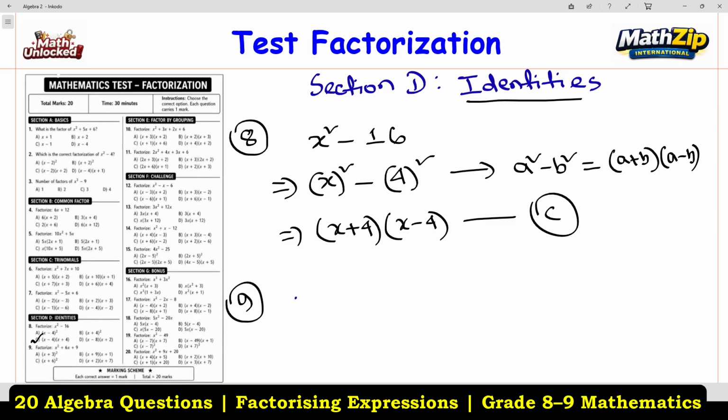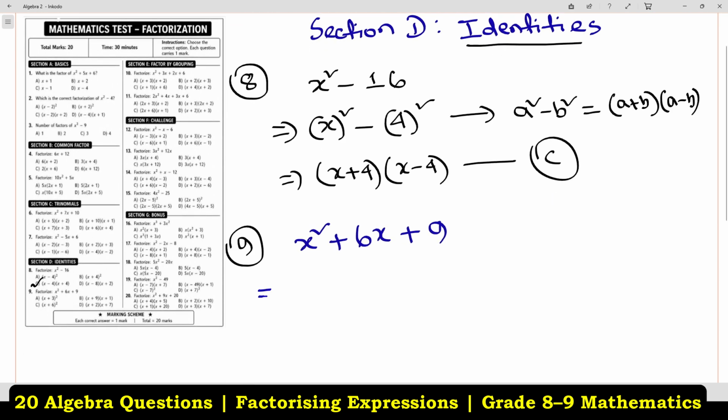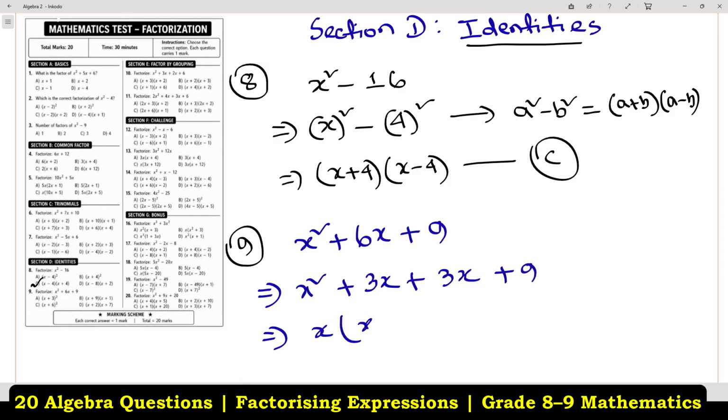Here is x² + 6x + 9. So this one, x², 9 can be written as 3 times 3, and 3 plus 3 is also 6. It means x² + 3x + 3x + 9. Then we can take common x, so here is x + 3, and here take common 3, x + 3. And finally, we get (x + 3)(x + 3).